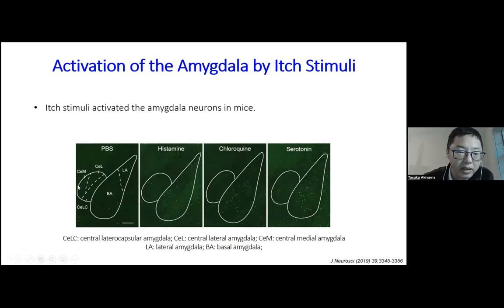From the left, this is the amygdala after the PBS injection, and each small green dot indicates a c-Fos positive neuron. After the PBS injection, there are some green dots. And then next one is after the histamine injection. You see much more robust c-Fos expression in the amygdala. Similarly for the chloroquine, you see more c-Fos, and the serotonin also has a lot of c-Fos in the amygdala.